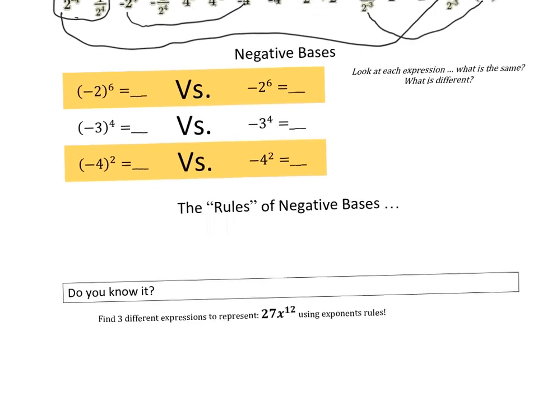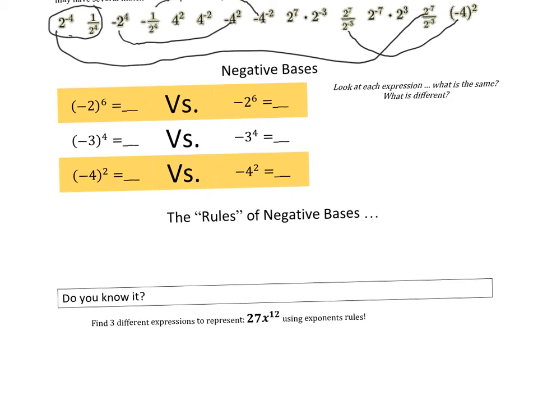Okay, so now my next part, I'm looking at negative bases. Look at each expression, what is the same, what is different. You can do all of these on your calculator. Actually, I really want you to do them on a calculator or on Desmos to see what it actually gives you. So negative 2 to the 6th is 64. Negative 3 to the 4th is 81. Negative 4 to the 2nd is 16. Negative 2 to the 6th is negative 64. This one is negative 81, and this one is negative 16.